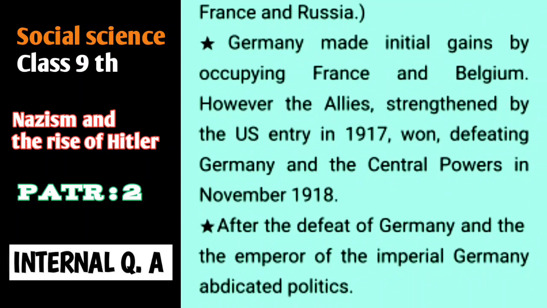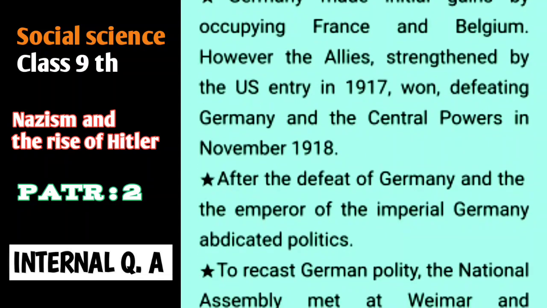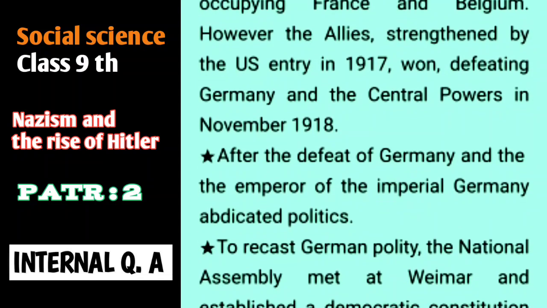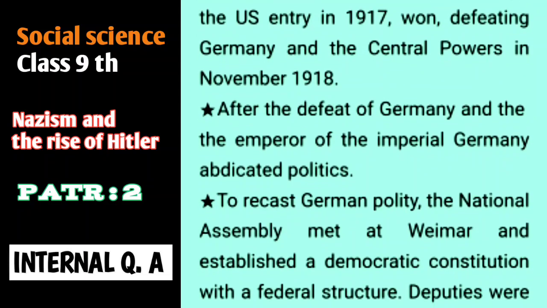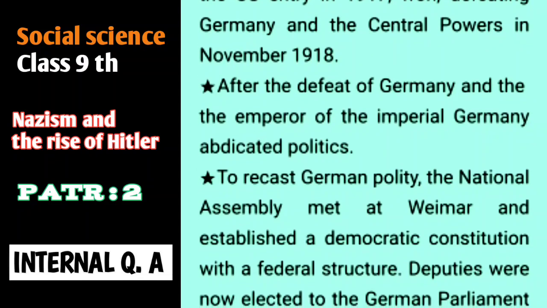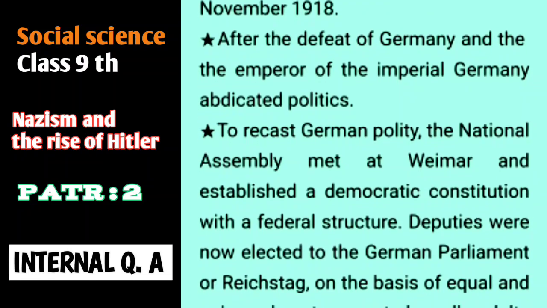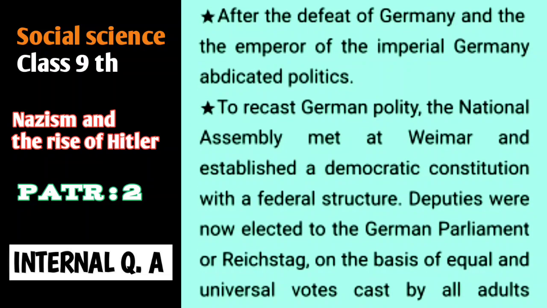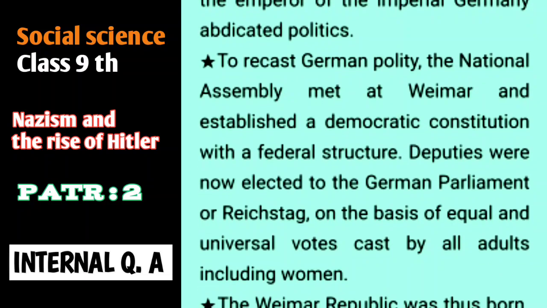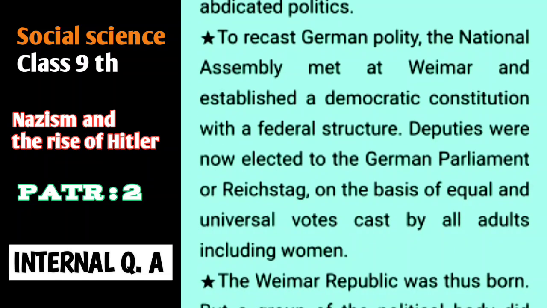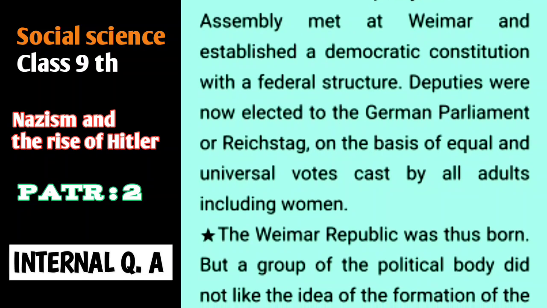Germany made initial gains by occupying France and Belgium. However, the Allies, strengthened by the US entry in 1917, won, defeating Germany and the Central Powers in November 1918. After the defeat of Germany, the Emperor of Imperial Germany abdicated politics. To recast German polity, the National Assembly met at Weimar and established a democratic constitution with a federal structure.